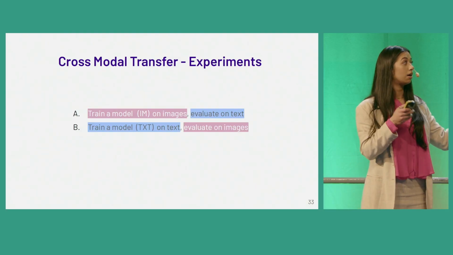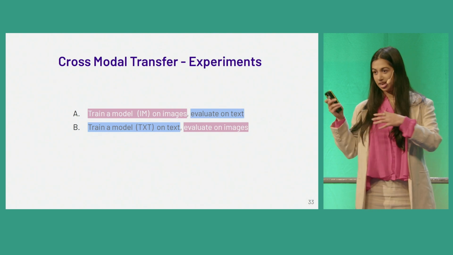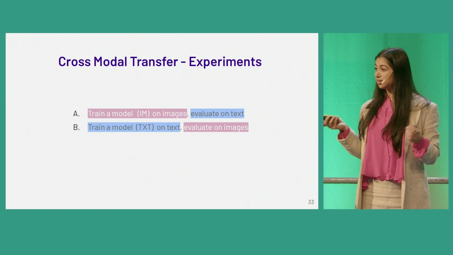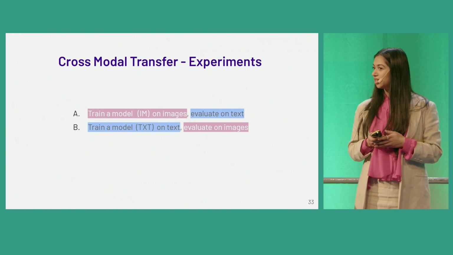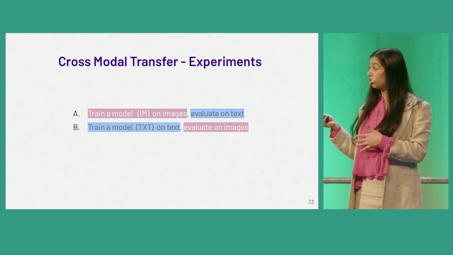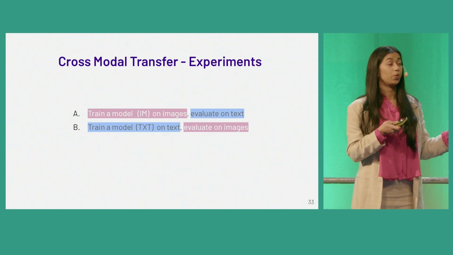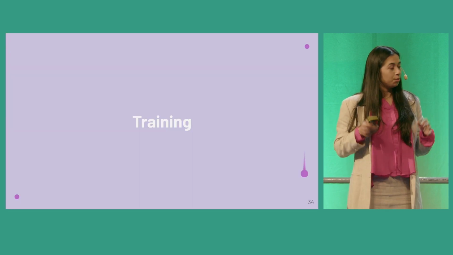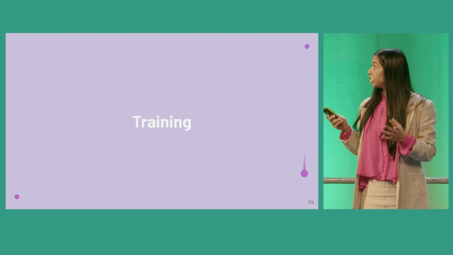Therefore, the experimental setup was molded to test exactly this quality. We did it by training a model in one modality and testing in the other, dividing it into two different experiments, A and B, since we had two modalities. In A we train on images and test on text. In B, we train on text and test on images. But let's go through in detail what we actually trained.